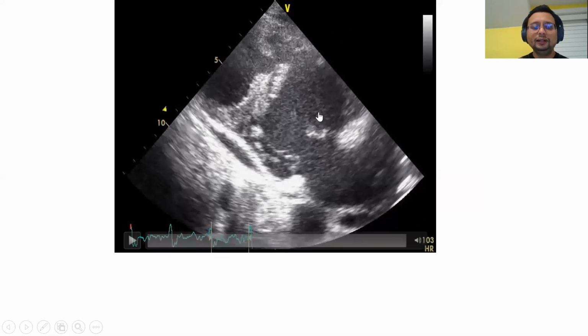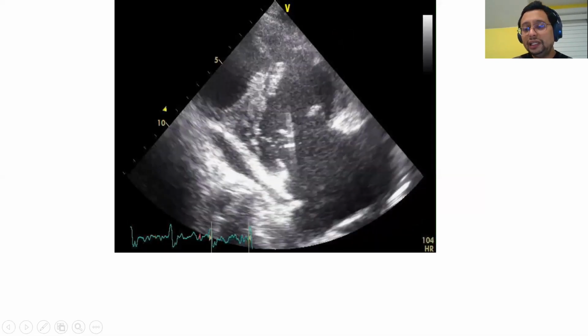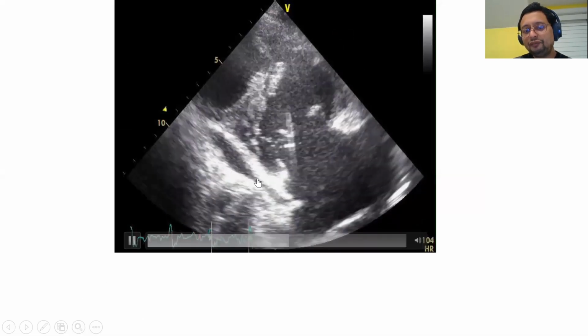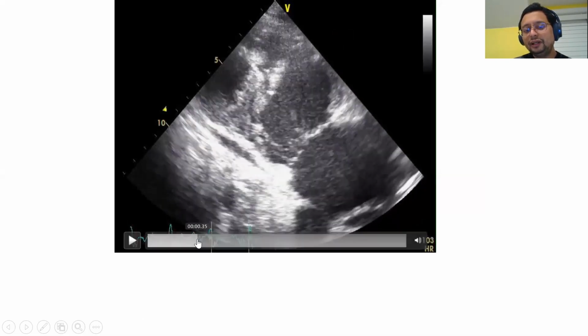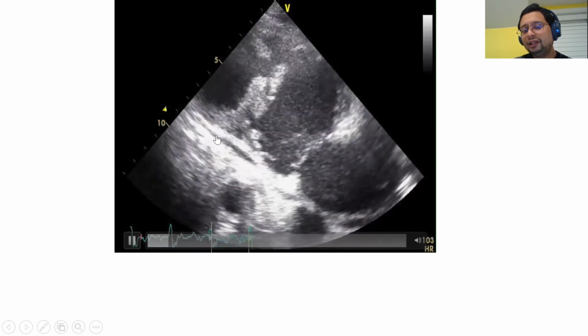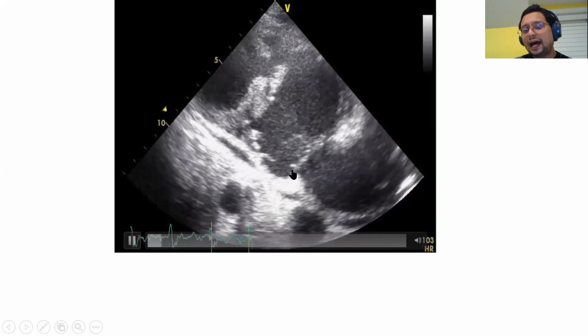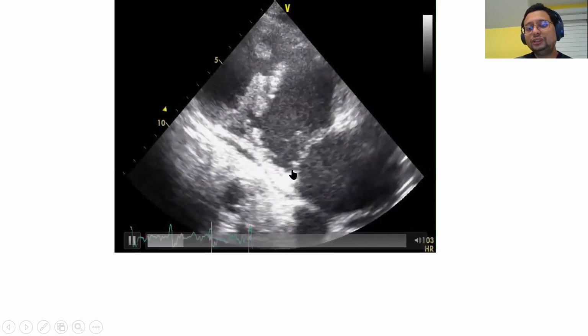All right, what about this one? Okay, this is an RV inflow view. If you look at the RV inflow view here, this is pericardial effusion. You don't see left ventricle here. Now, if you don't see the left ventricle here, this is either septal leaflet or posterior leaflet.